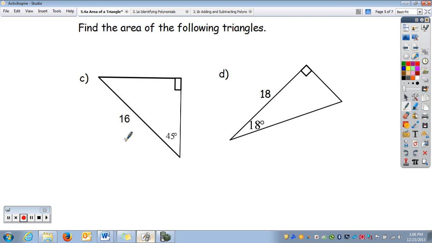So this one I have a 45° angle. I give you this side. So where is my base and my height? Well, here is my 90° symbol. So my base is one side, my height is the other. So I need to figure out how to get those sides.